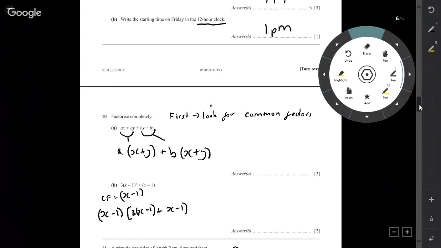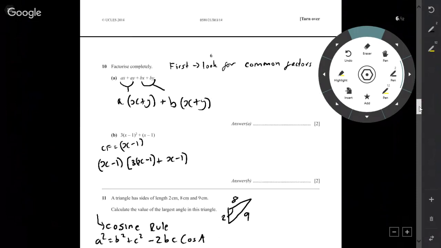Okay, question number 10. Factorize completely. So with factorization, we just need to make sure that we're looking for common factors. So here I've picked out 2 common factors from the first 2 terms. The first common factor here is a, x plus y. And the second common factor I've picked out here is b.